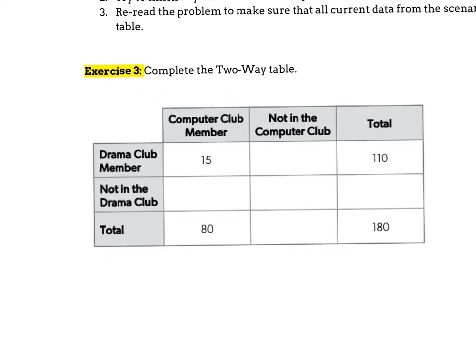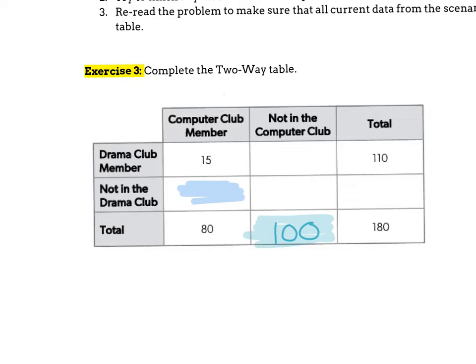So we're going to need to do some computation. You always need to start on a row or a column that only has one empty cell. So I'm going to start right here because that's going to be an easy mental math computation. If 180 people were surveyed and 80 of them are in the computer club, that means another 100 are not in the computer club. Additionally, I can come fill in this cell.